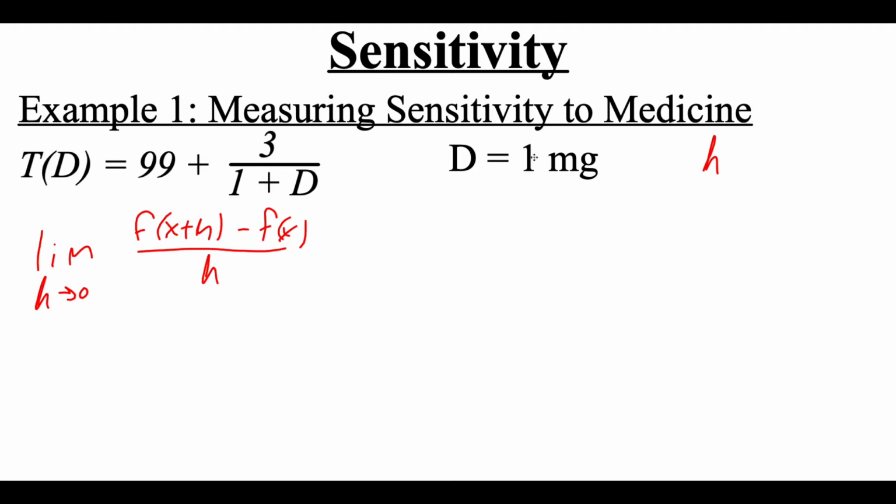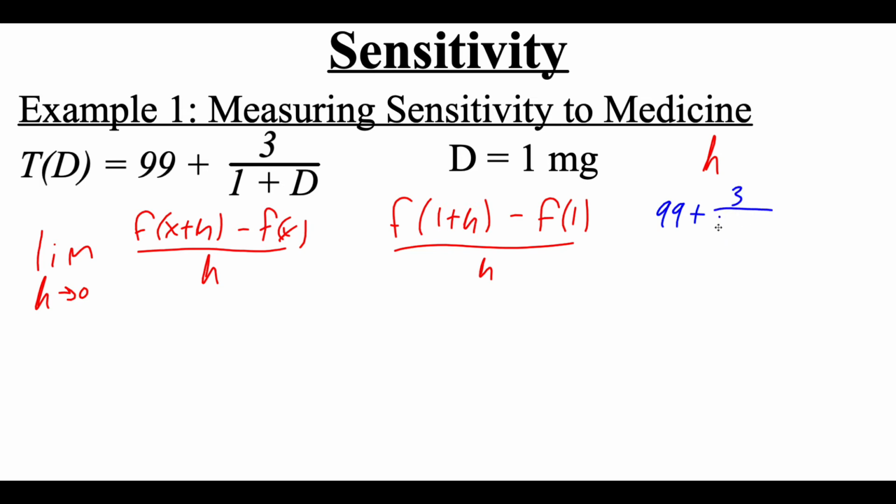So we're using a dose of 1, so that's going to be our x value that we're plugging in. So we're going to look at f of 1 plus h minus f of 1 all over h. So looking at f of 1 plus h, that means we're going to be plugging in 1 plus h into this fraction. So this is going to say 99 plus 3 over 1 plus h. And we're going to subtract off f of 1, so we're just plugging in 1. So this is going to be minus 99 plus 3 over 2. And this is all still over h.